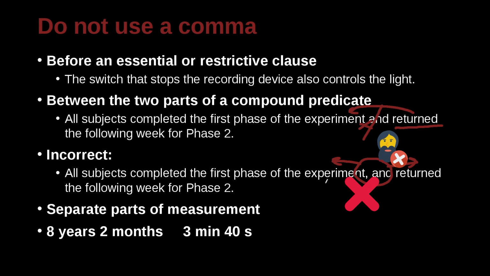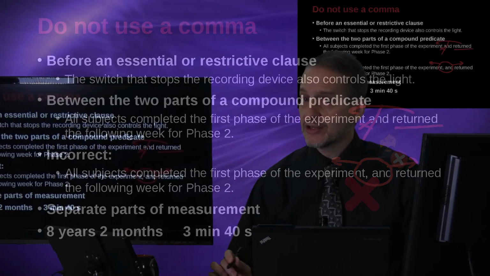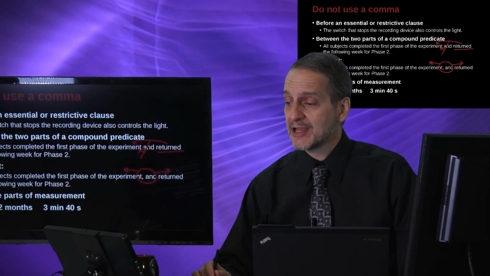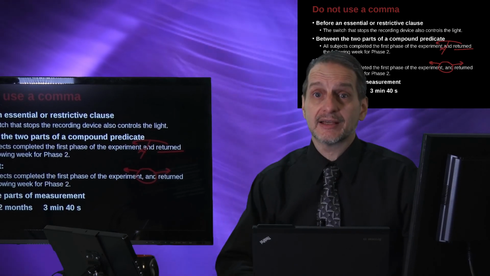Do not use a comma to separate parts of measurement. So for example, if you wrote 8 years, 2 months, or if you wrote 3 minutes and 40 seconds, you would not use a comma there. You just leave it as a space.